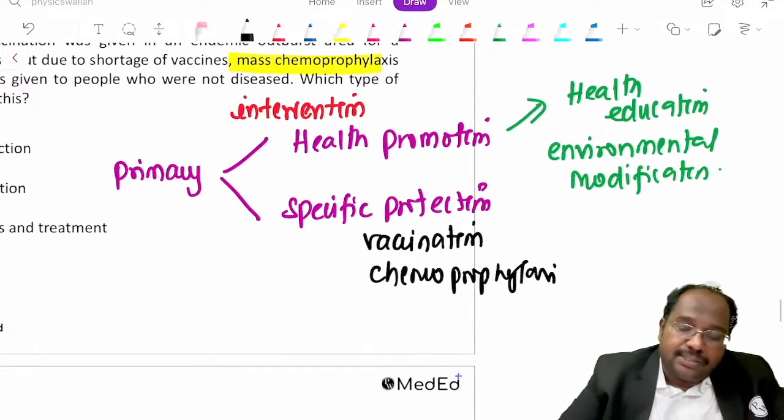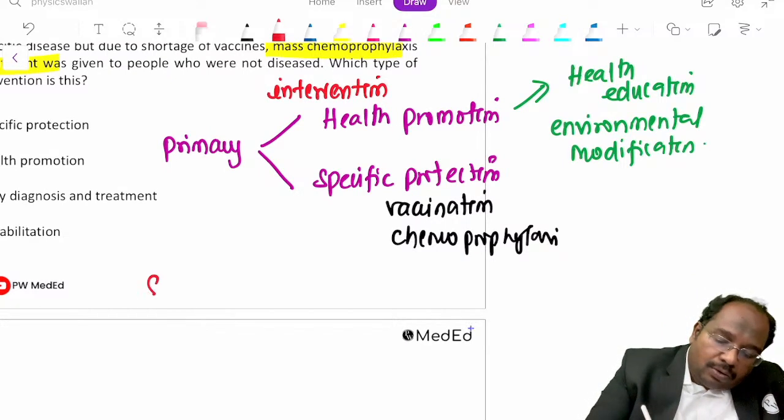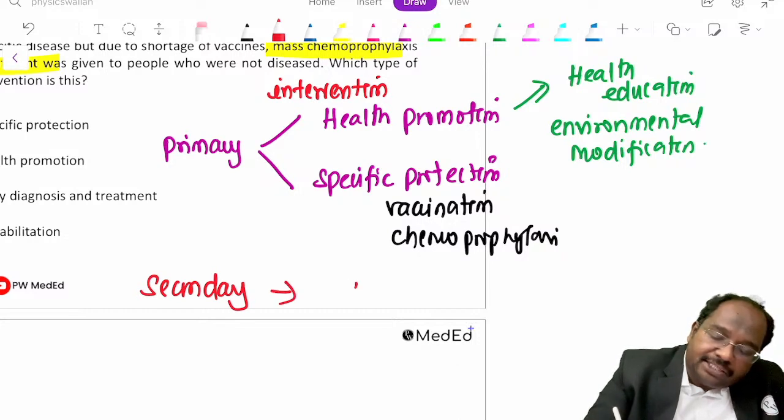Secondary prevention, what you can do? Okay, fine. Secondary prevention, you will do any test screening.